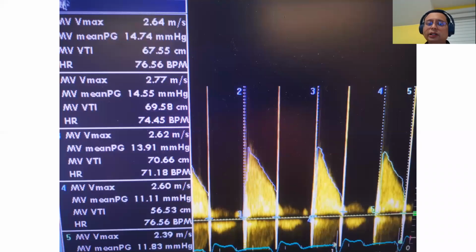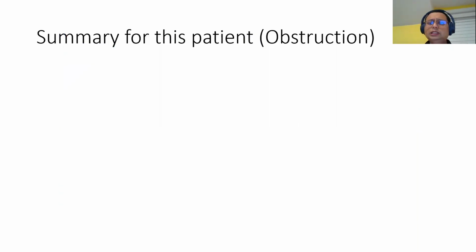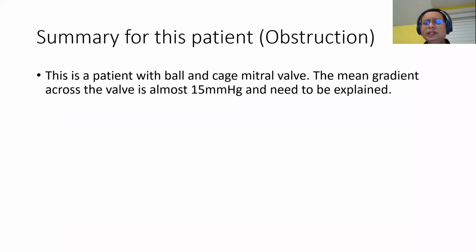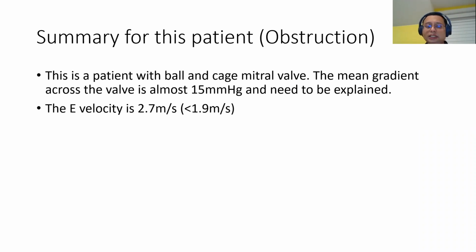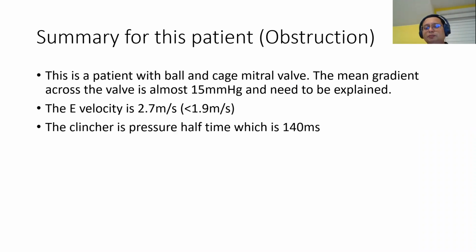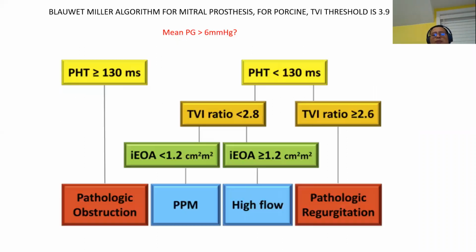So why is the mean gradient very high in this situation? When we look at the pressure half time, it is 140 milliseconds. So remember, anything above 130 milliseconds, you start to worry. So this patient actually has obstruction. The mean gradient is 15. Anything that is more than 6 needs to be explained. The E velocity is way up at 2.7. So the clincher is pressure half time, which is 140 milliseconds.